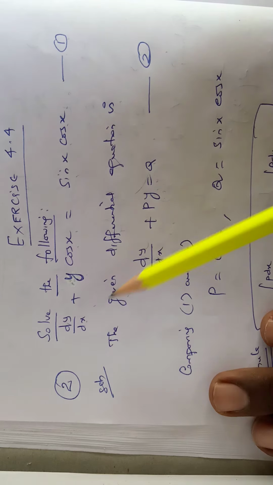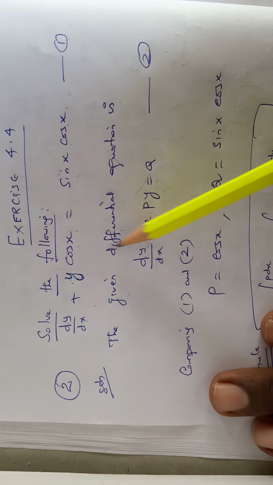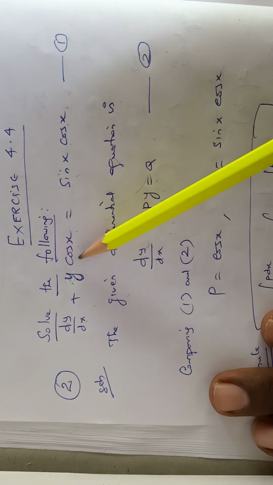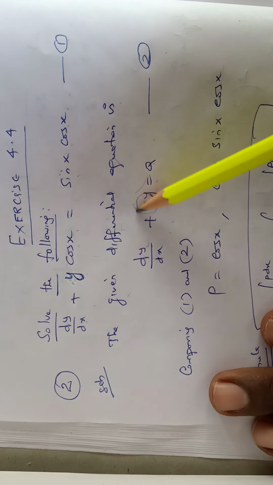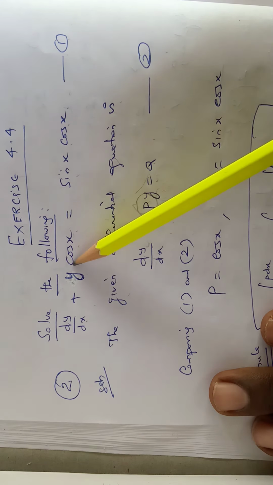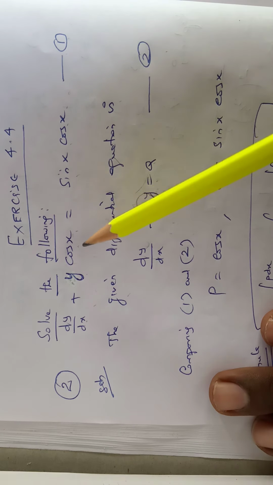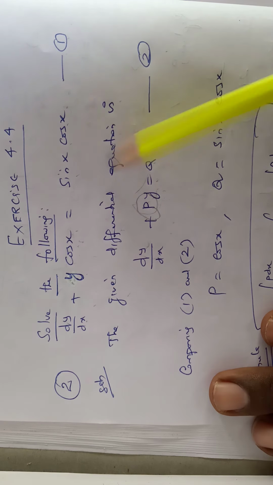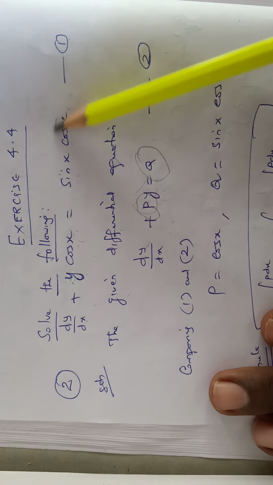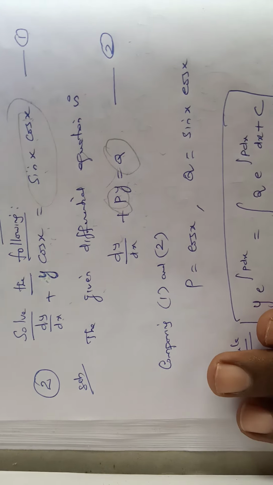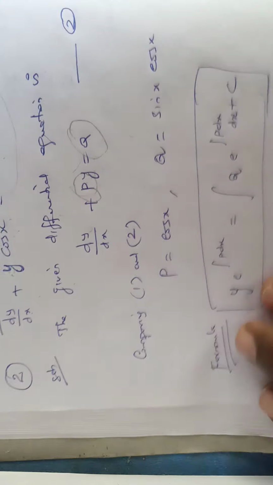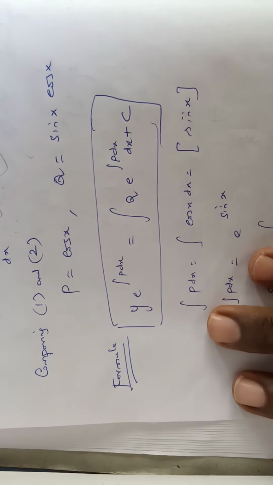So this is dy by dx, this is dy by dx, cancel. Again, in this place y cos x is py. So first you have to compute the p value. Comparing these two results, p equal to cos x, and comparing these two results, q equal to sin x cos x. So p equal to cos x and q equal to sin x cos x.